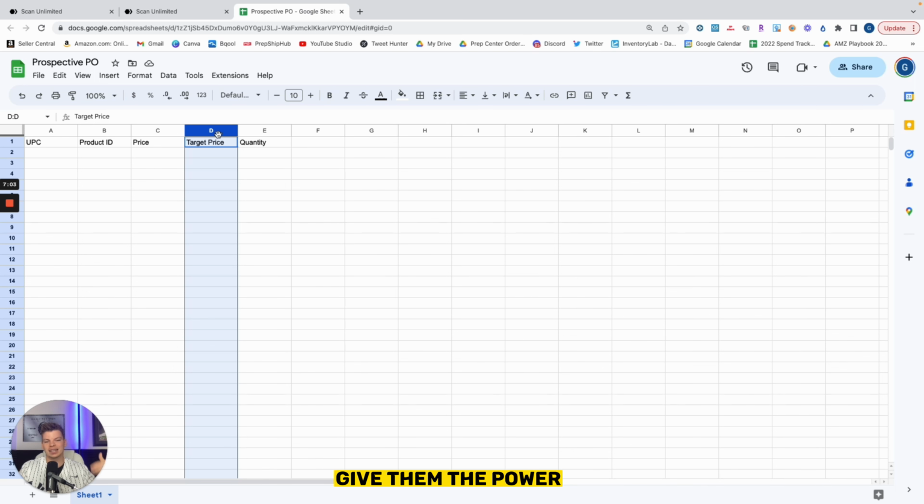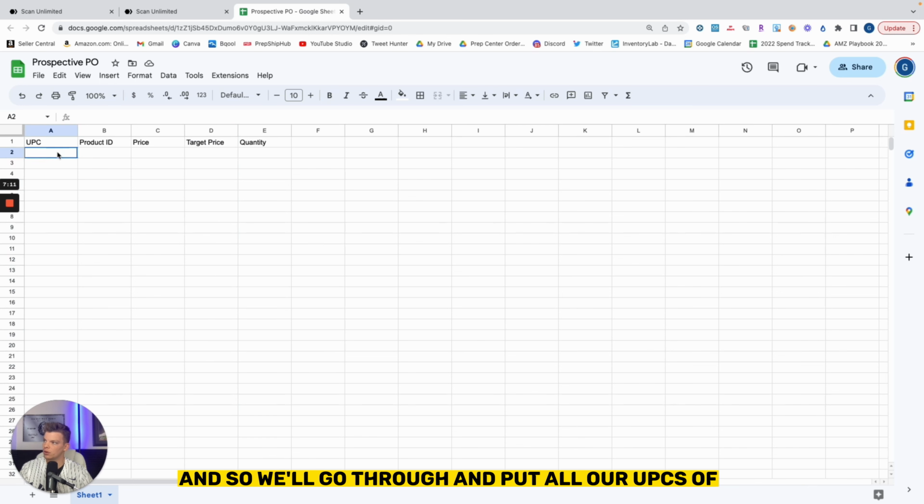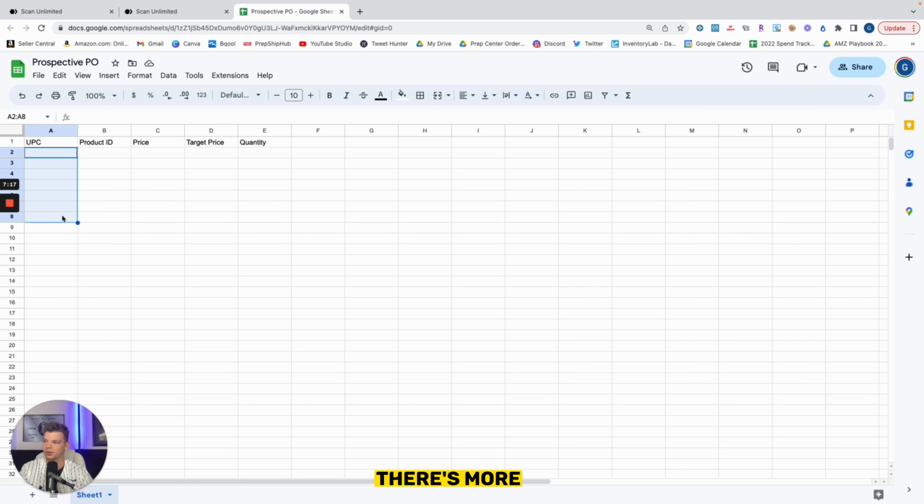And so we want to give them the power. We want to give them the authority. We want to put the leverage, quote unquote, in their court, because ultimately that gets us what we want. And so we'll go through and put all our UPCs of the top 5-10 products that we're interested in. If there's more, that's great.